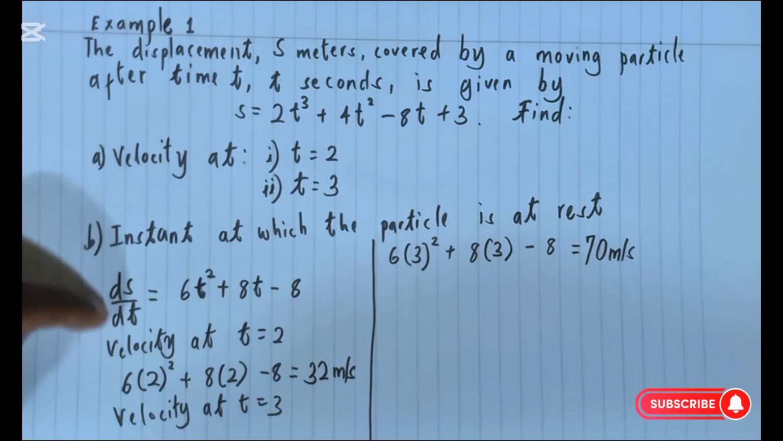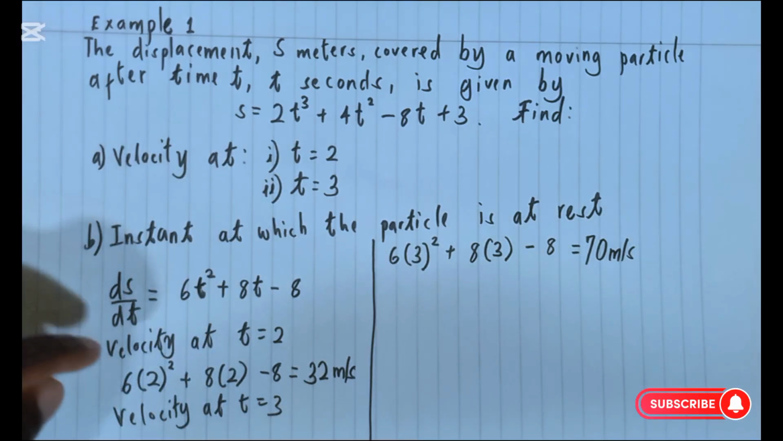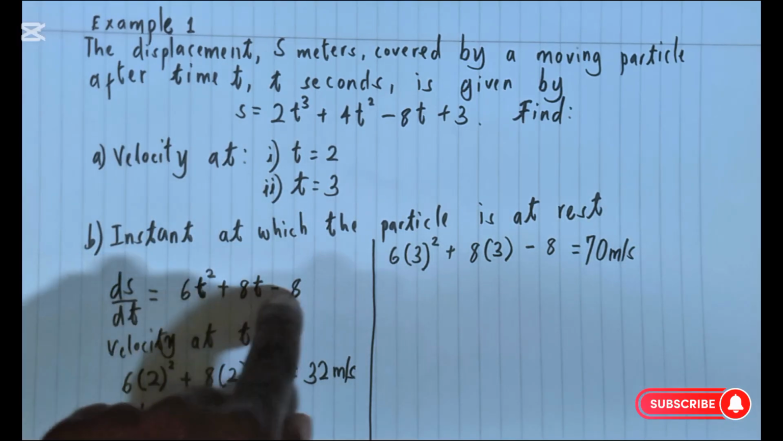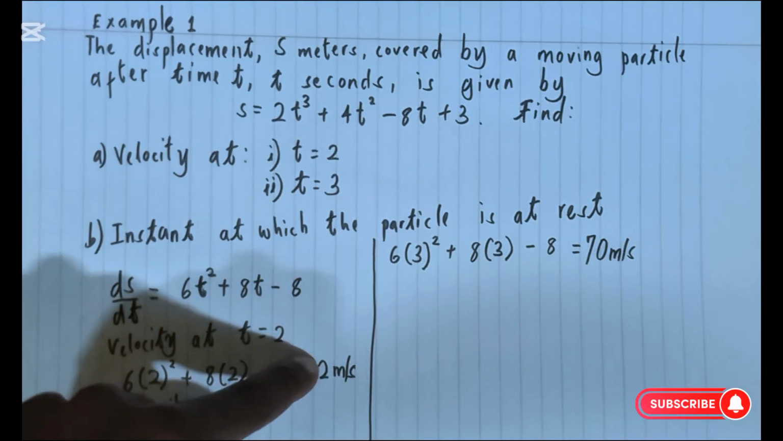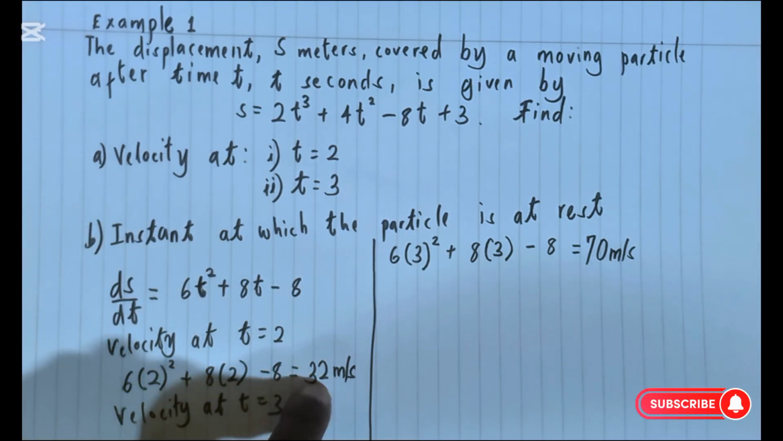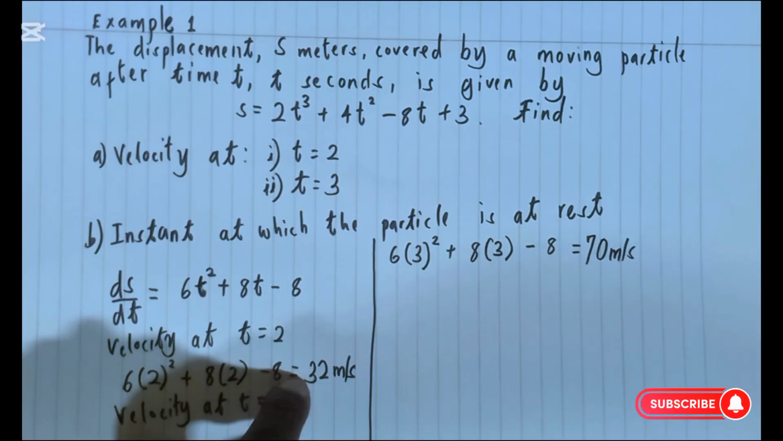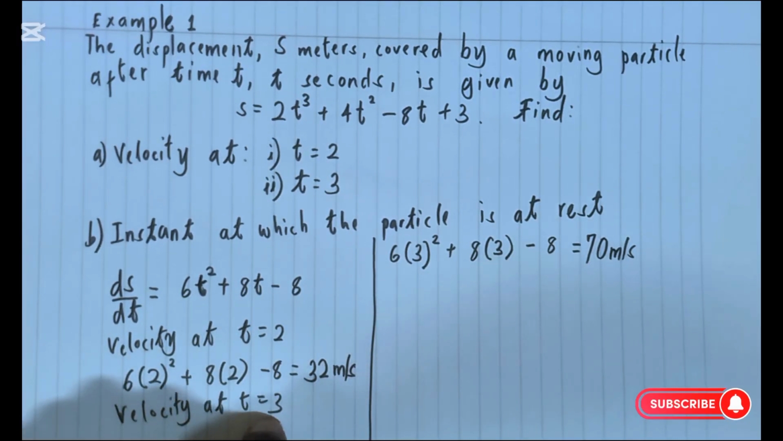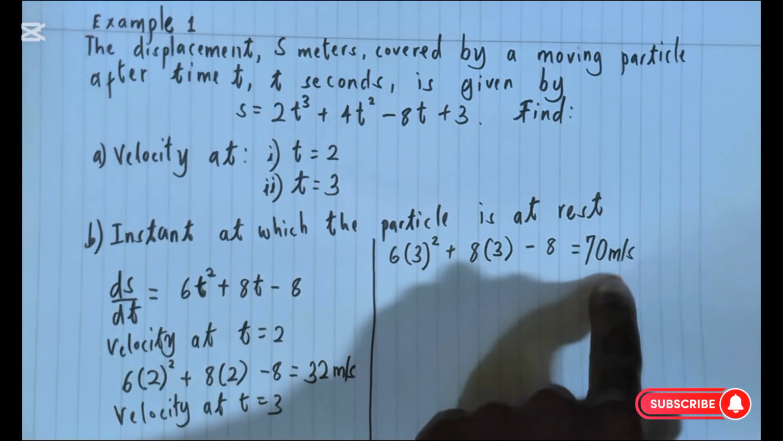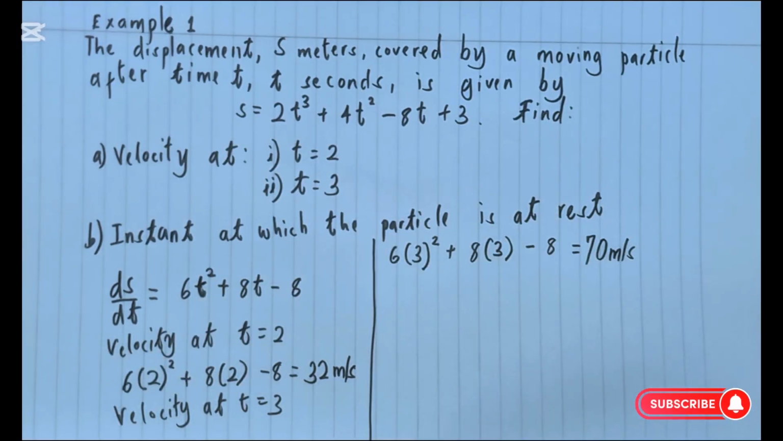So those are the two velocities at t equals 2 and t equals 3. We first found the velocity function, then substituted the value for t from the velocity function. At t equals 2, velocity is 32 meters per second, and at t equals 3, velocity is 70 meters per second.